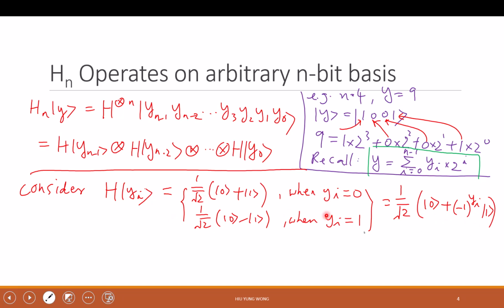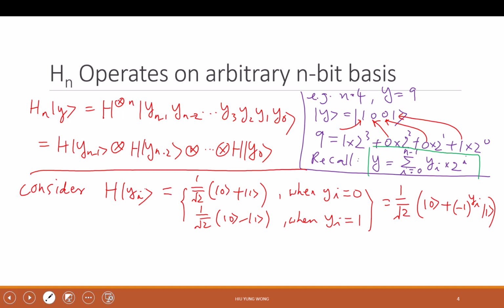So I have written an equation without using the condition, right? It's just like in programming, instead of if then else, now I just give you the equation directly. So h applied to yi is this. And of course, the assumption is that yi needs to be either 0 or 1. And that is the case. We only have 0 and 1.